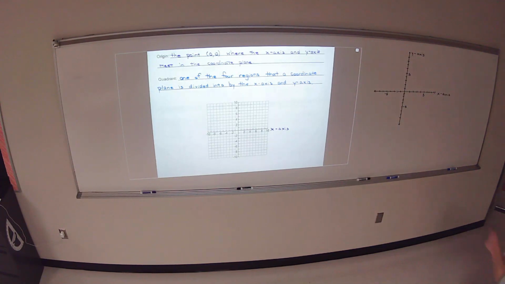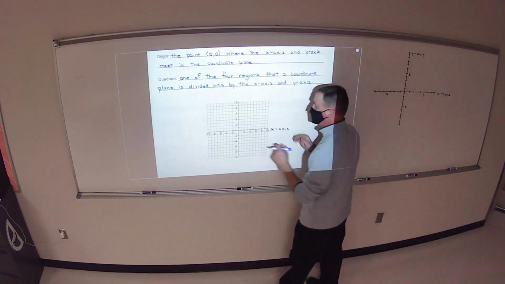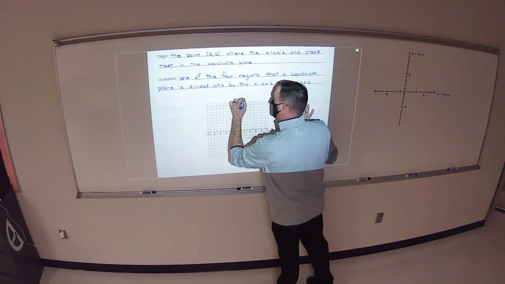Our next definition says the y-axis. The y-axis, remember, is the vertical line that creates the coordinate plane. So this one right here is our y-axis.